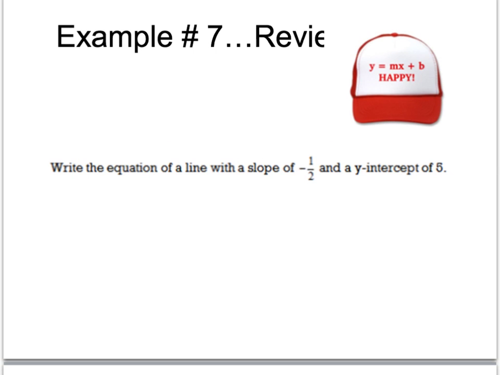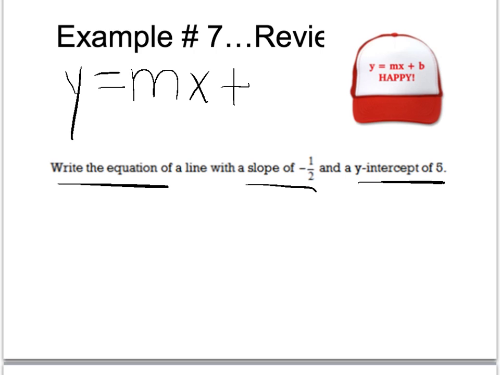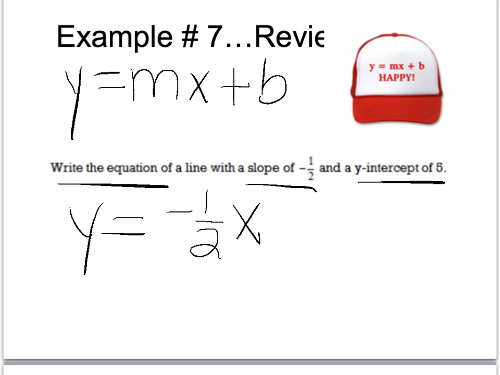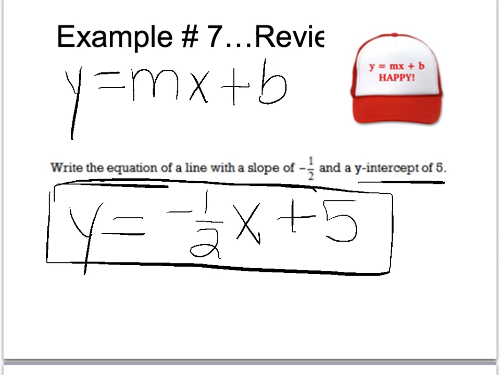So let's review with example number 7, and remember, at any time you can pause the video, try the example on your own, play it or fast forward it to see if your answer matches with mine. So here we go. Write the equation of a line with a slope of -1/2 and a y-intercept of 5. Using slope-intercept form from my happy hat, I have y equals m, which is -1/2 x, plus b, which is 5. So the equation of this line is y equals -1/2 x plus 5.